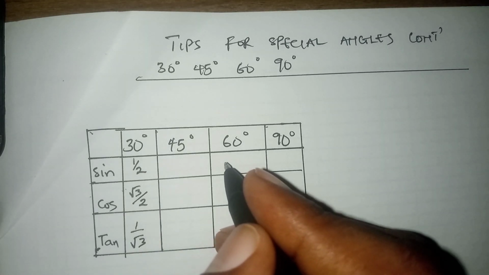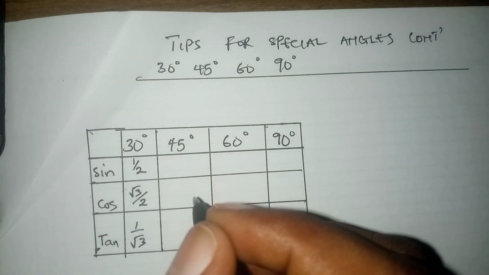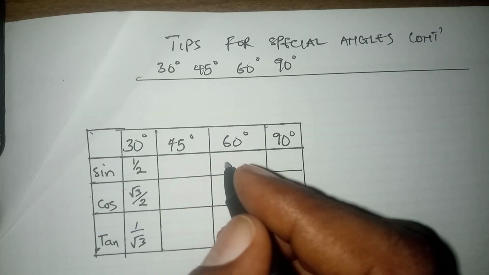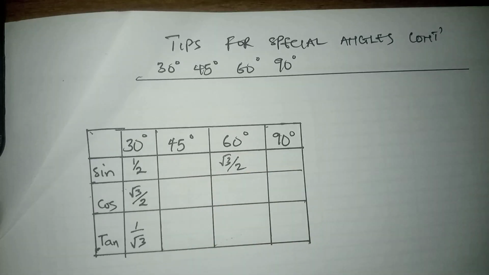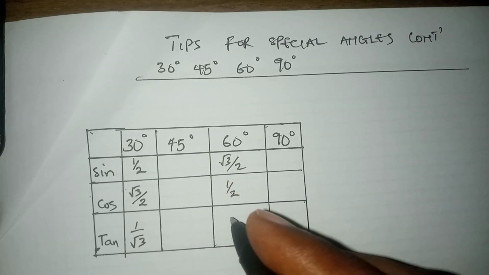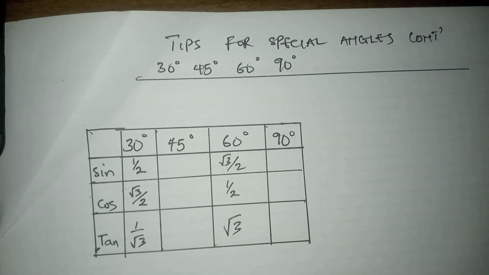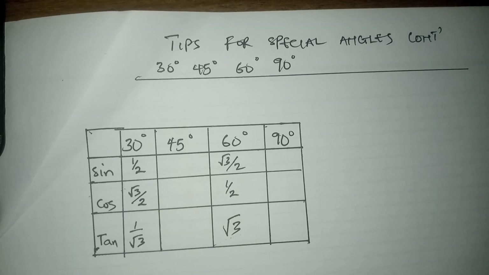We did only sine and cos, so we're going to fill in for 30 and 60. Then we'll do 45 and 90 now. Sine 60 is root 3 over 2, cos 60 is 1 over 2, and tan 60 is root 3. Just like I said in the previous class, sine 30 and cos 60 have the same value, while cos 30 and sine 60 have the same value.